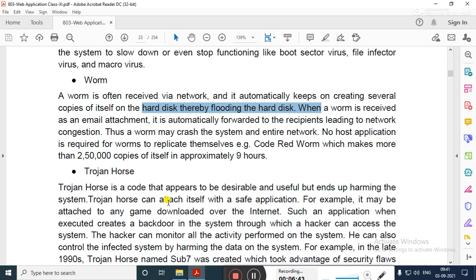Other than that, it replicates itself for spreading. So it often uses a computer network to spread itself, relying on security failures on the target computer to access it. It will use these machines as hosts to scan and infect other computers. So this is the basic concept of this.